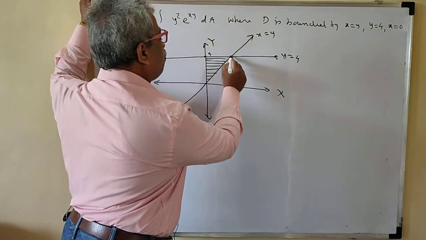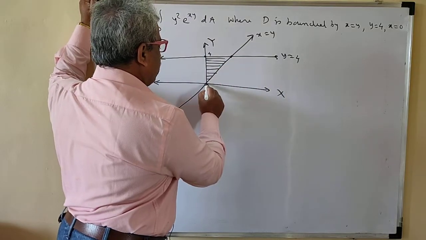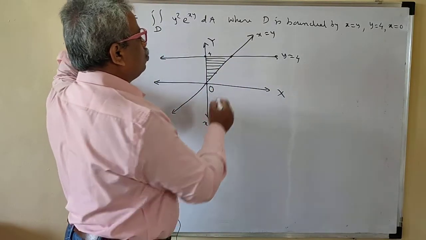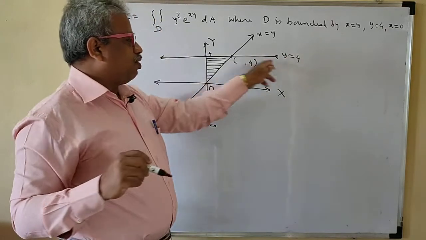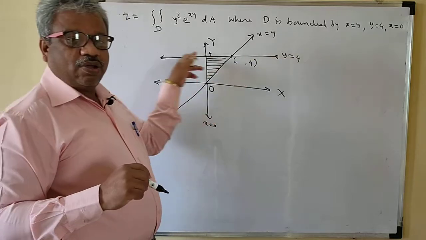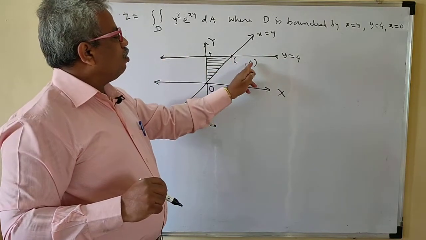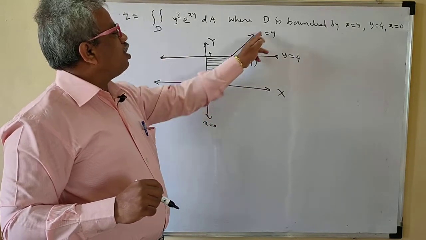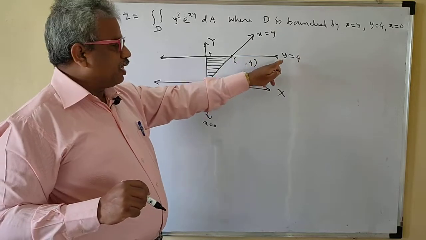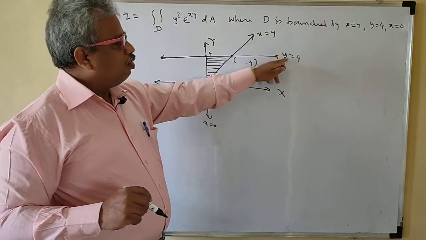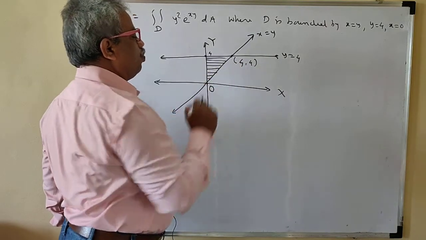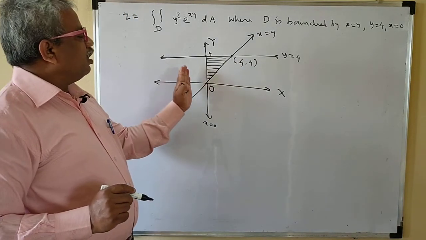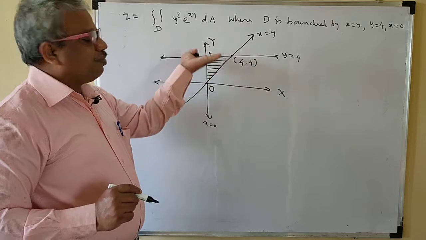Now you have to find these points. This point is the origin, 0, 0. Here your y is 4 because this is the line y is equal to 4. This is the point of intersection of the line y is equal to 4 and x is equal to y. We put y is equal to 4 here and find the value of x, so this point is 4, 4. Now your limit of x is 0 to 4, and limit of y is also 0 to 4.